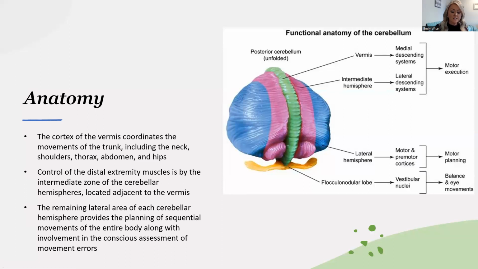Functional anatomy. To help understand the functional anatomy of the cerebellum, the image included outlines the various components being discussed. The cortex of the vermis coordinates the movements of the trunk, including the neck, shoulders, thorax, abdomen, and hips. Control of the distal extremity muscles is by the intermediate zone of the cerebellar hemispheres located adjacent to the vermis. The remaining lateral area of each cerebellar hemisphere provides the planning of sequential movements of the entire body, along with the conscious assessment of movement errors.